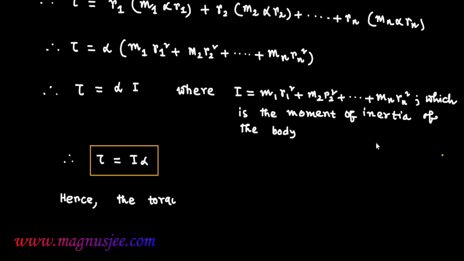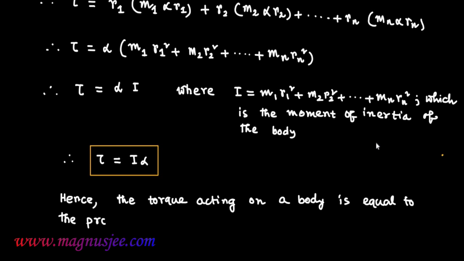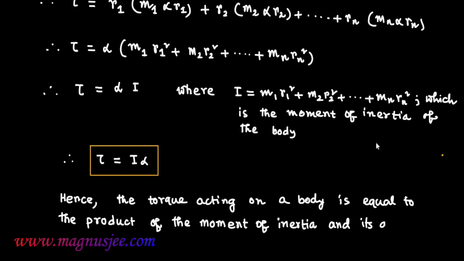Hence the torque acting on a body is equal to the product of the moment of inertia and its angular acceleration. Hence tau equal I alpha, proved.